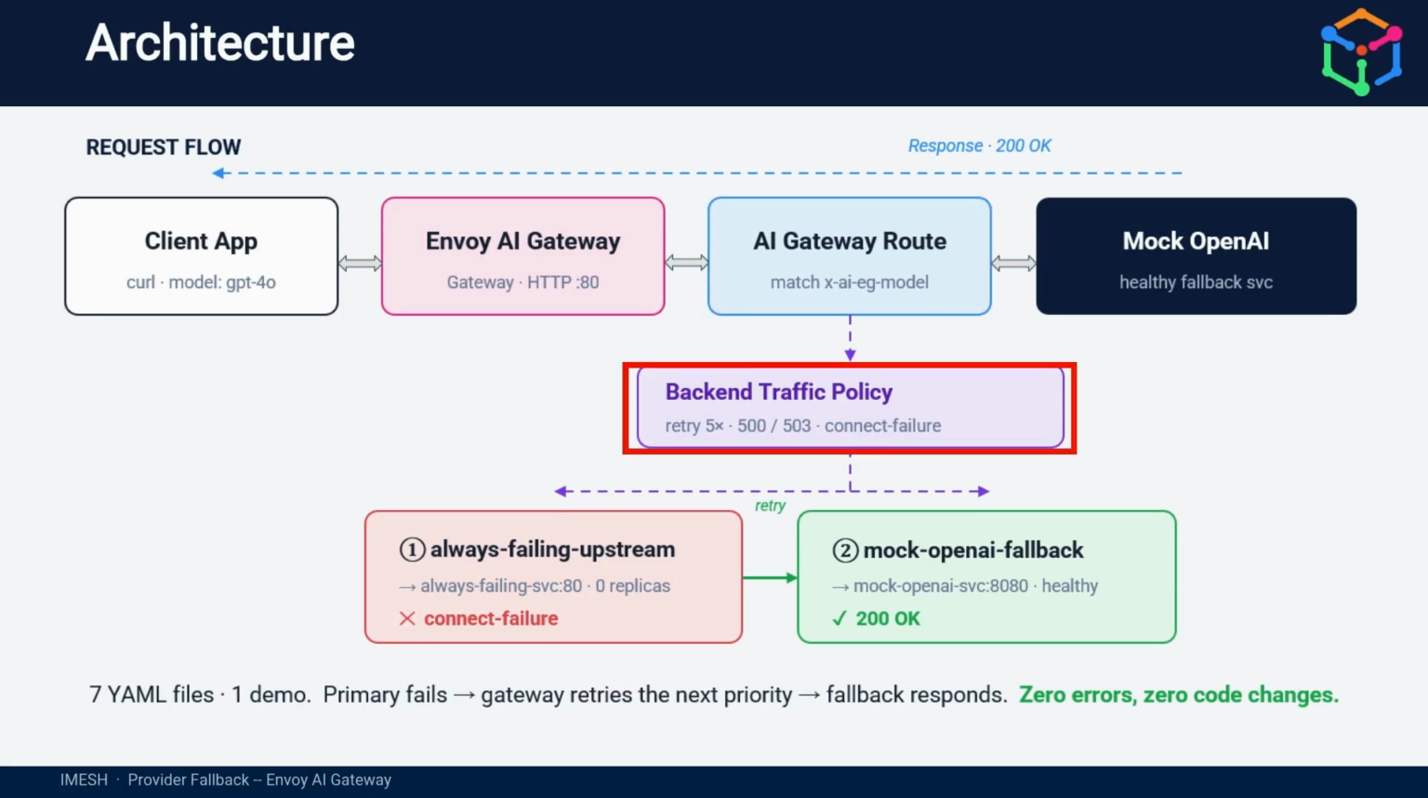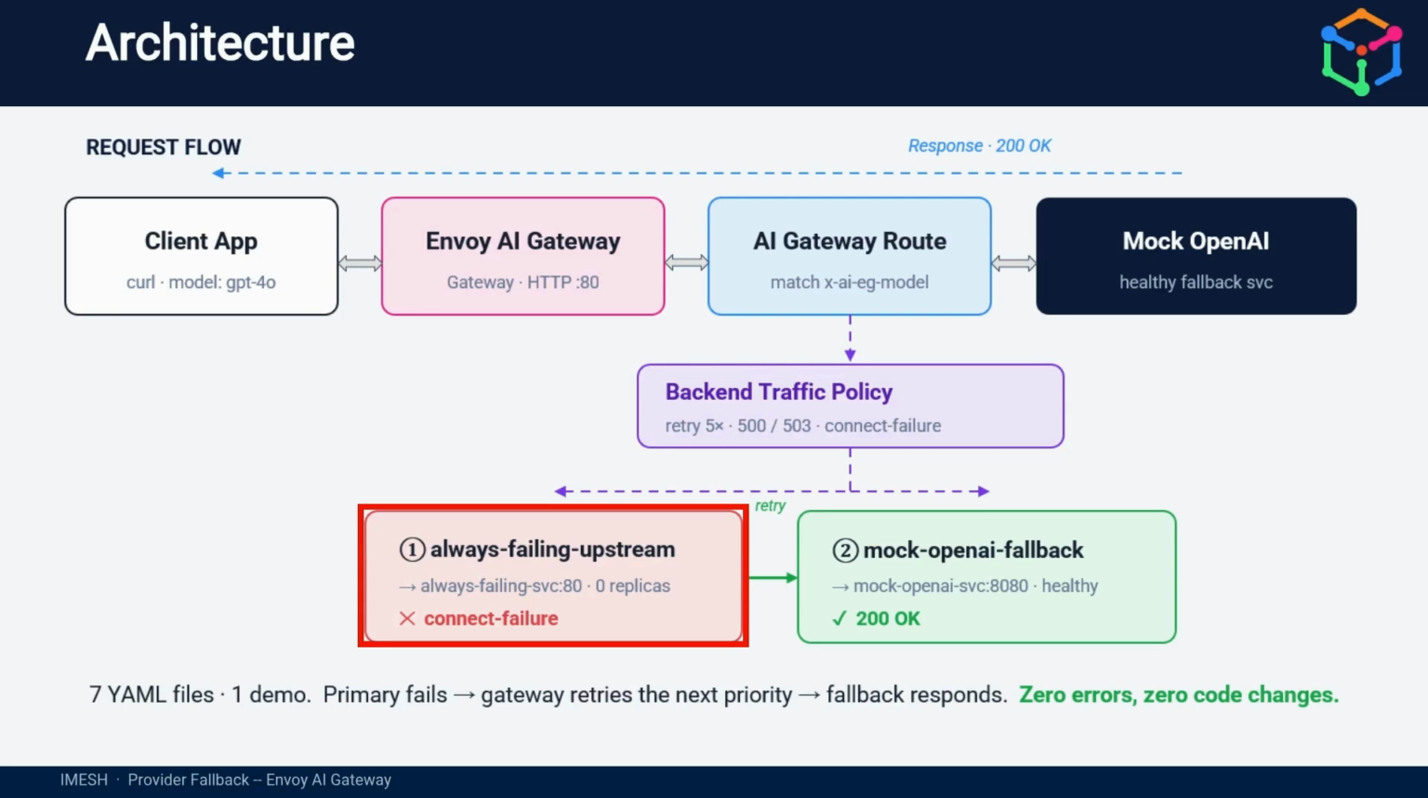Before sending traffic to any backend, Envoy applies a backend traffic policy. In this demo, the policy specifies that if we encounter a 500 error, 503 error, or a connection failure, Envoy should automatically retry the request instead of immediately returning an error to the application. The gateway first tries the highest priority backend, which is our primary provider. In this demo, we've intentionally configured it to fail by running 0 replicas. When Envoy attempts the connection, it immediately encounters a connection failure. At this point, without a gateway-based retry strategy, the application would typically receive an error.